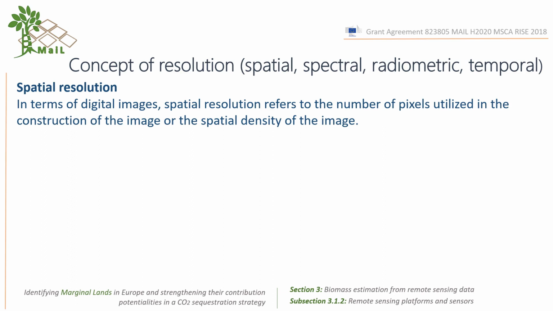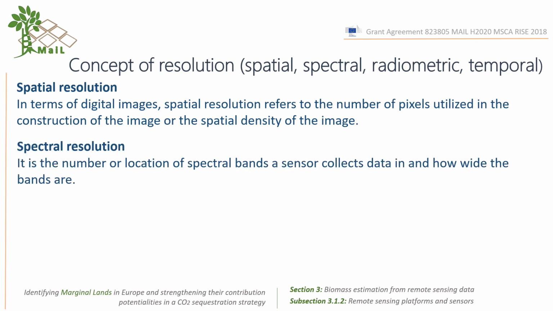Spectral resolution is the number or location of spectral bands a sensor collects data, and it is how wide the bands are. The portions of the electromagnetic spectrum to which the sensor is sensitive to its bands can also be referred to as spectral resolution. These bands can be multiple for some sensors and have different widths. It is the width of each band that determines the spectral resolution.